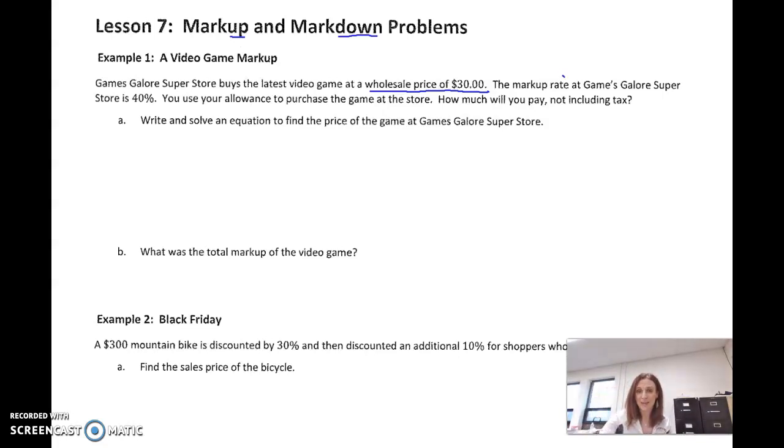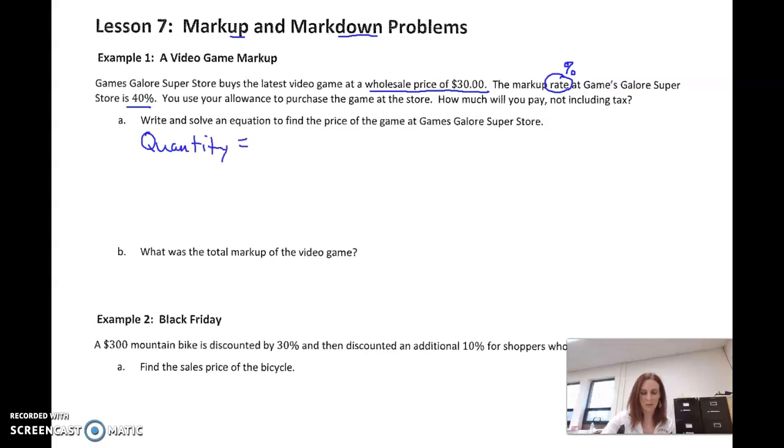The markup rate at Game School or Superstore is 40%. So they're marking it up 40%. You can use your allowance to purchase one game. How much will you pay? We're not going to worry about tax. So it says write and solve an equation to find the price of the game at Game School or Superstore. So guess what?